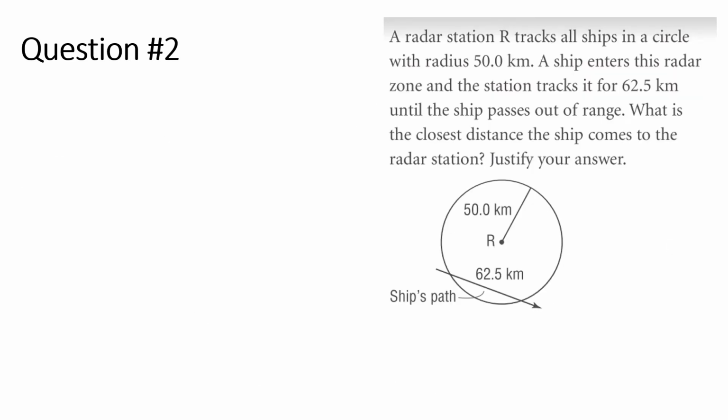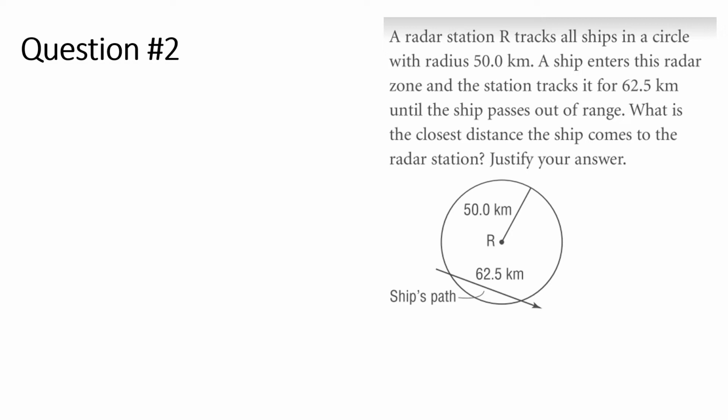Let's go with our next example. A radar station R tracks all ships in a circle with radius of 50 kilometers. A ship enters this radar zone and the station tracks it for 62.5 kilometers until the ship passes out of range. What is the closest distance the ship comes to the radar station? Justify your answer.